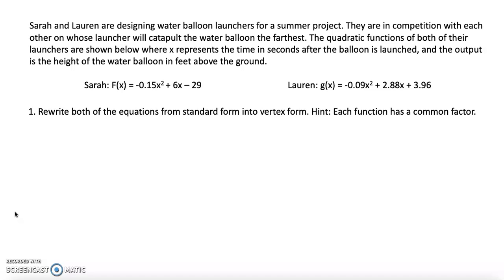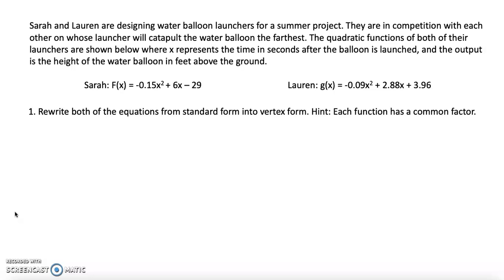The quadratic functions of both their launchers are shown below, where x represents the time in seconds after the balloon is launched, and the output, which is either the f of x or the g of x, is the height of the water balloon in feet above the ground.